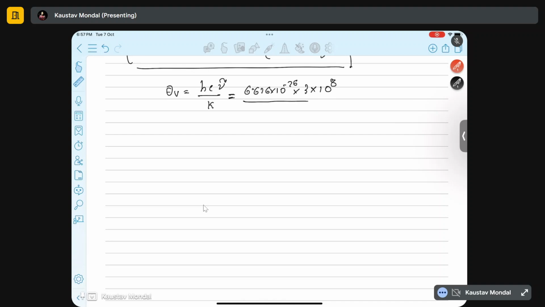K we know, 1.38 times 10 to the power minus 23, and nu tilde is given as 2143 centimeter inverse. So we can write this unit as 10 to the power, since it's written in centimeter inverse. If you calculate all these things, theta v will be equal to 3083.3 Kelvin.